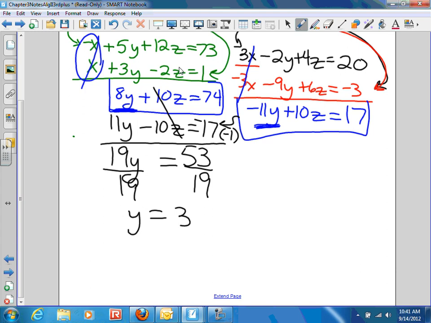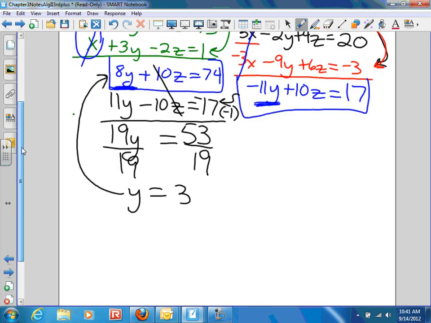Okay, I know that you only have one of your letters, but you've done all of the hard work. Now we have to kind of work our way back up to find the other two. In order to find another letter, I need to go to an equation that only has 2 letters in it. So if you look up at this equation back here, the 8y plus 10z equals 74, it's only got 2 letters in it. So we need to take that 3, we need to go back into that equation with it.